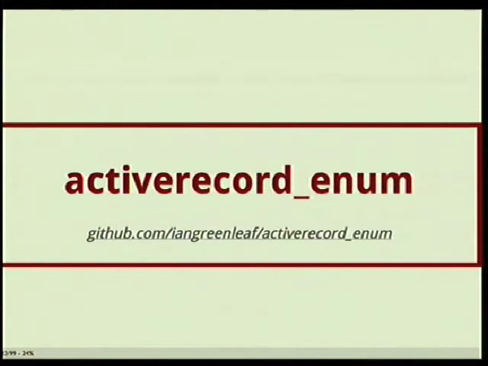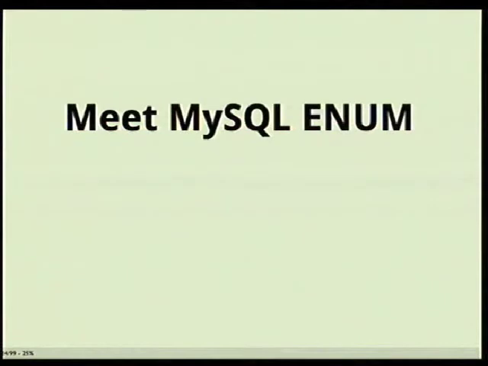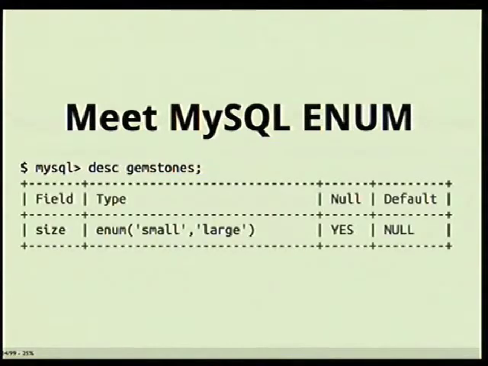So, first gem, it's called Active Record Enum, which gives you a pretty good hint of what it's going to be. There's a special data type in MySQL called Enum. I know it's in MySQL. I don't know if it's in other SQL variants, but it's not standard SQL. So this is a simple example of an enum field. You can see there's the declaration, and then you declare as part of the column type what values are allowed. This one, there's just two possible values that are allowed in this size column.